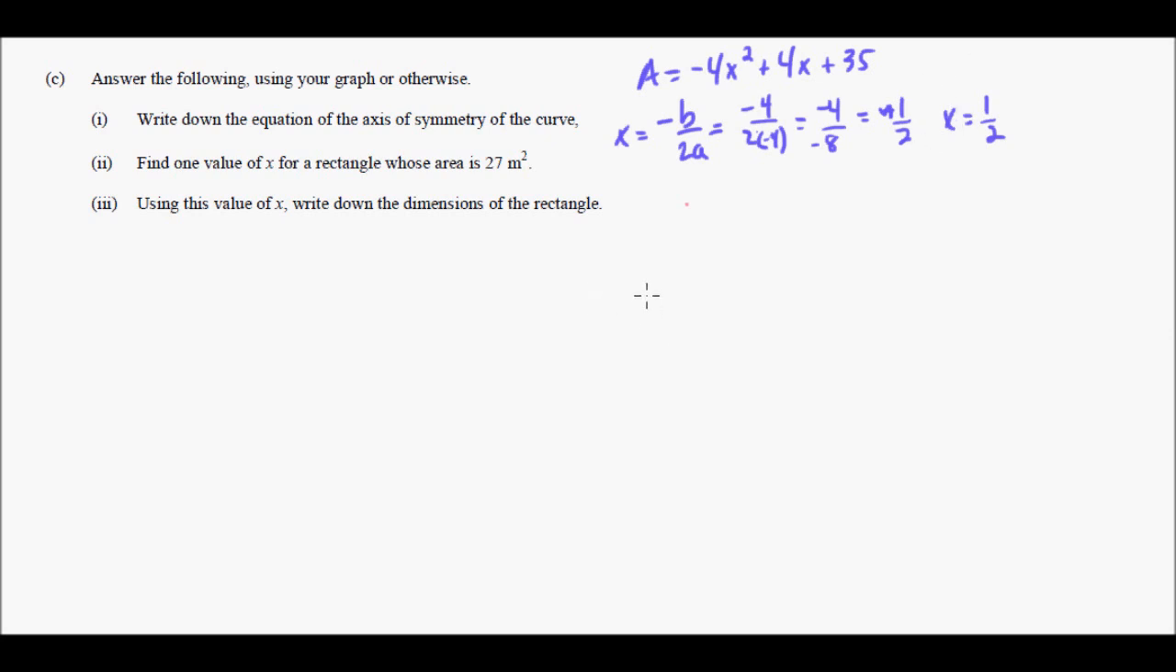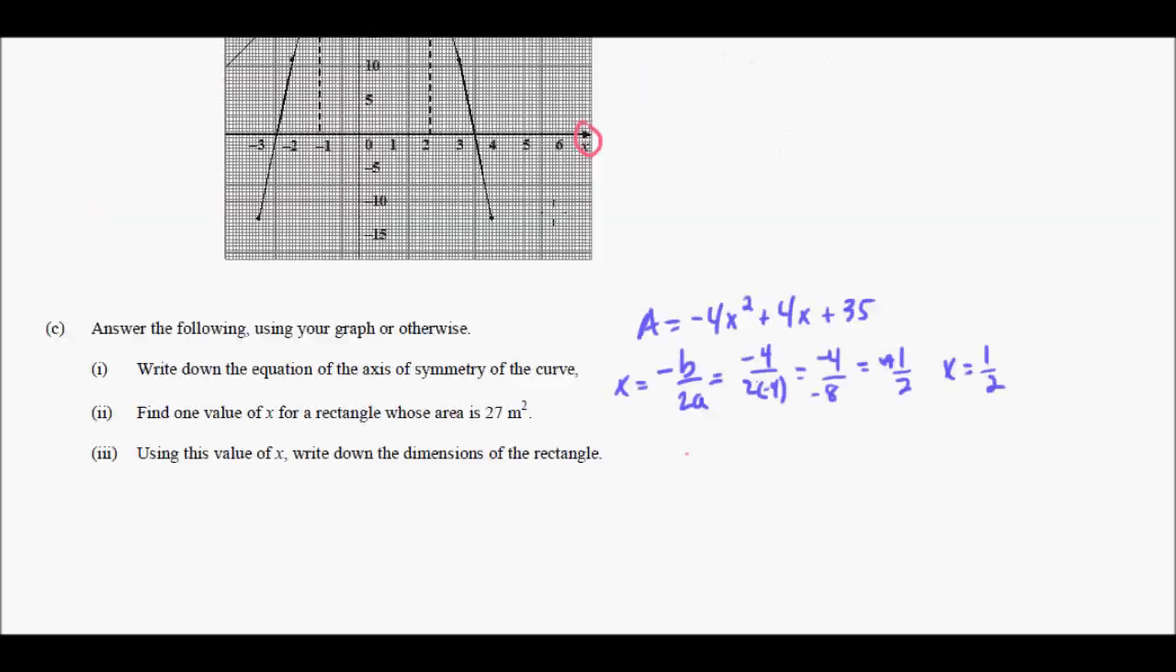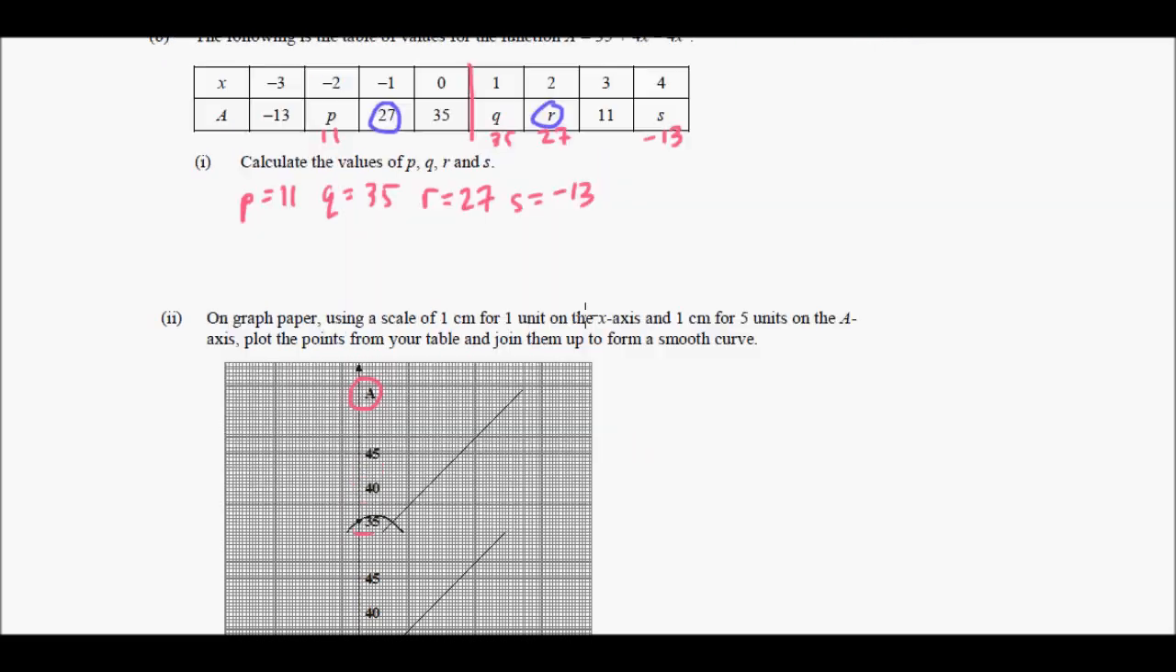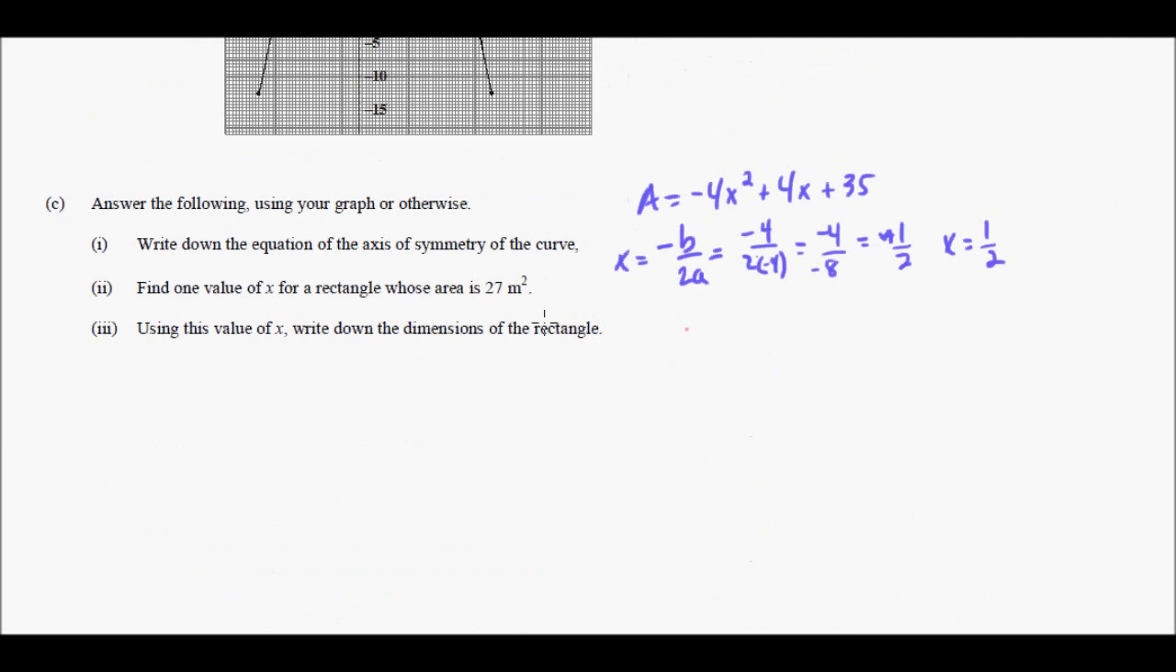You'll lose a point. Find one value of x of the rectangle whose area is 27 meters squared. Okay, well, if we just go back up here, we have negative 1 here and we have 2 here. So I'm going to take 2 because that's easier. It's not negative. Okay, so I'll just do 2.